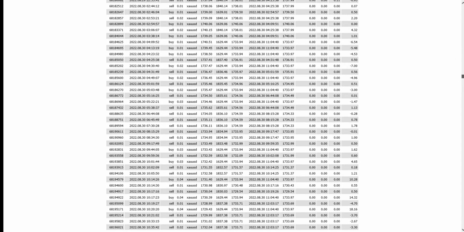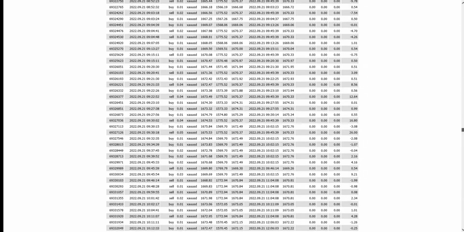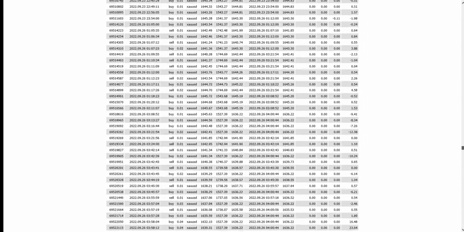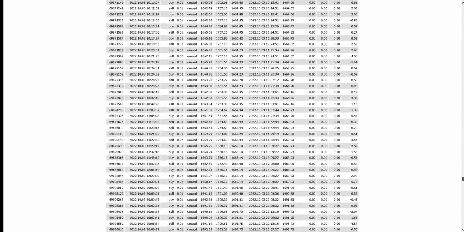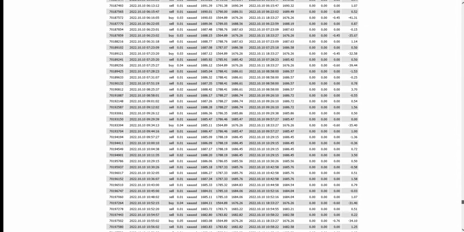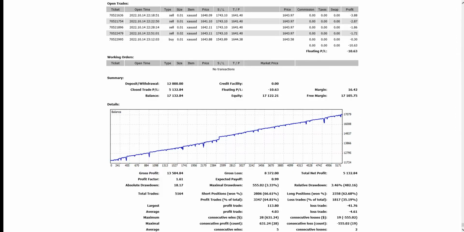Let me drag a little faster, because you have already seen the account history. This is the same thing in the form of a trading report, and I will upload this report also in the next 2 days. So there is nothing much. This is the floating PL right now, -10.63 US cents, and this is the deposit, this is the closed profit, this is the balance, as you have already seen.